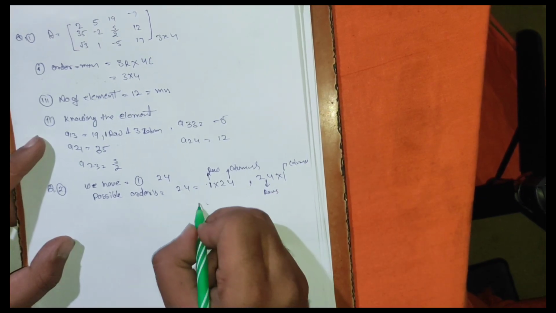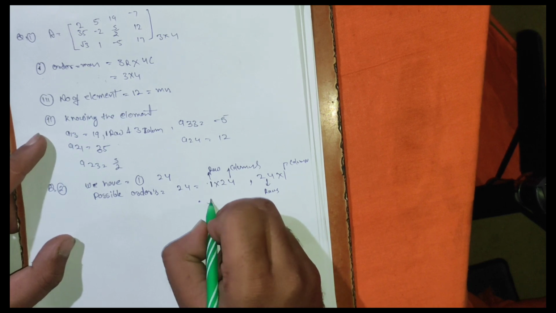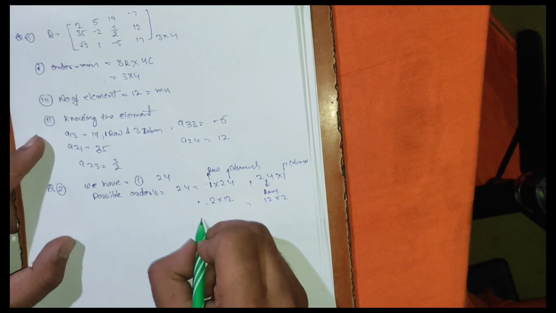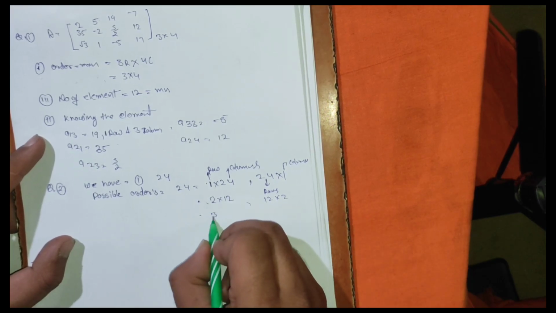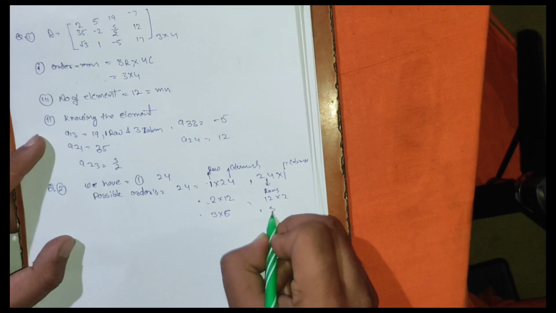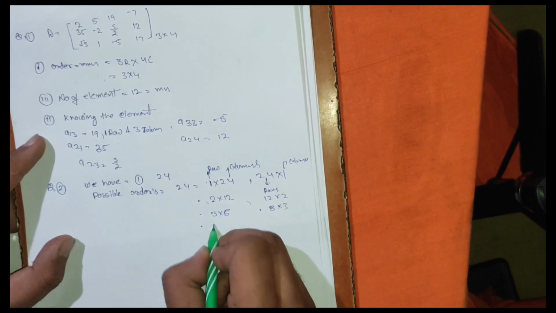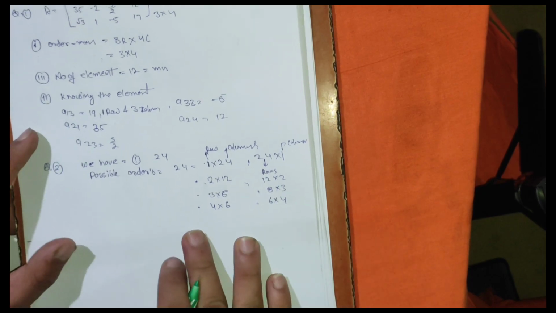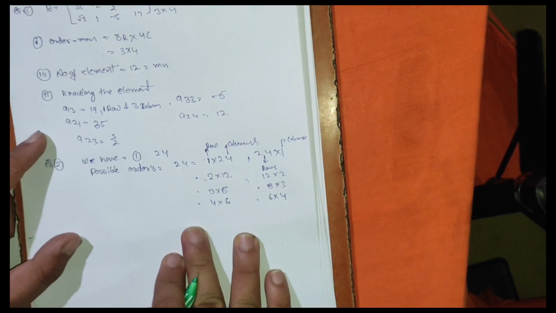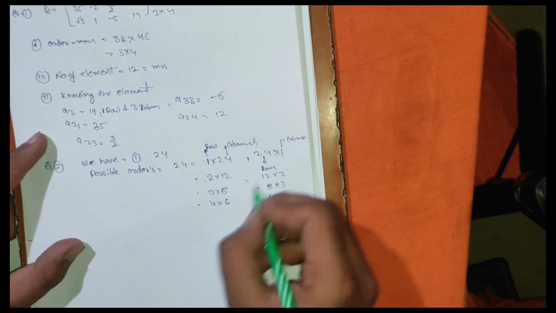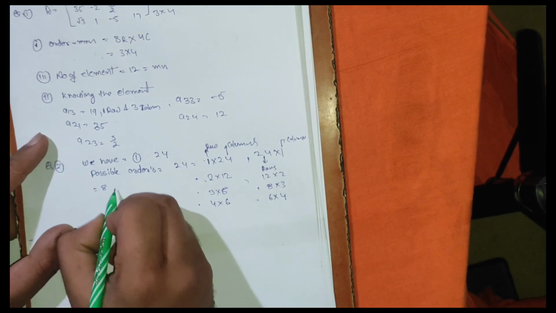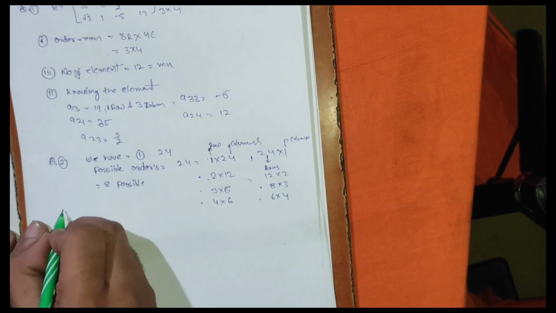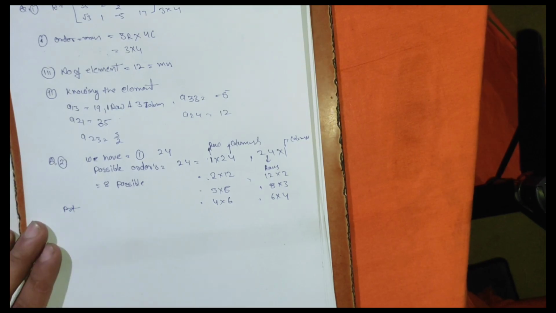Similarly, the second possibility is 2 by 12 and 12 by 2, vice versa. The next is 3 by 8 and 8 by 3, 4 by 6 and 6 by 4. Are there any other possibilities? No, nothing. So there are only 8 possible orders.